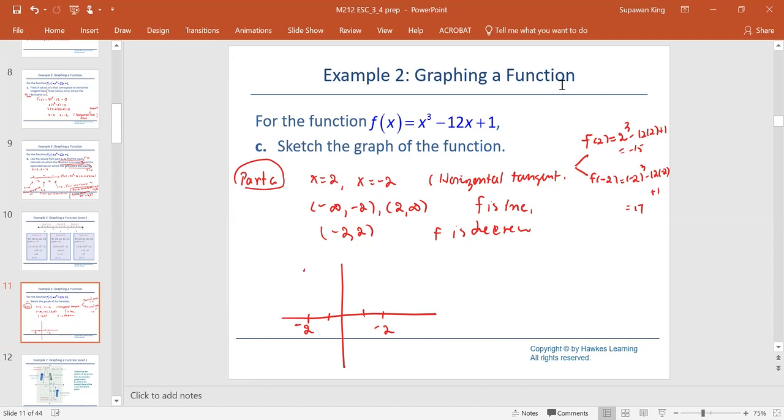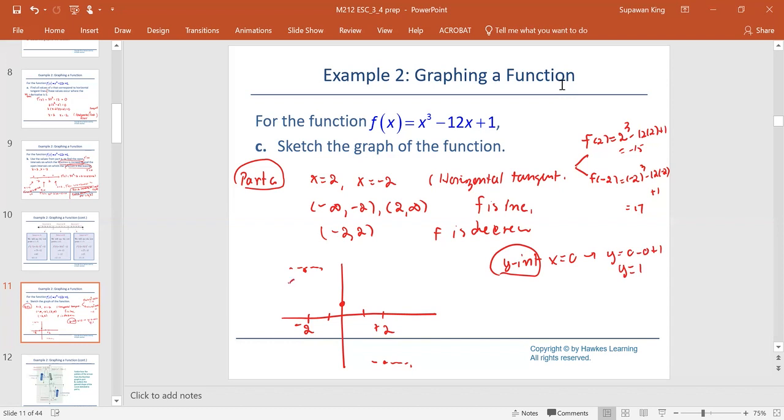-2, 17, the horizontal tangent, and positive 2, -15 with the horizontal tangent. Find a couple more points for the y-intercept. X equals 0. Therefore, y equals 0 minus 0 plus 1, or y equals 1. So we got the ordered pair 0, 1 as the y-intercept.